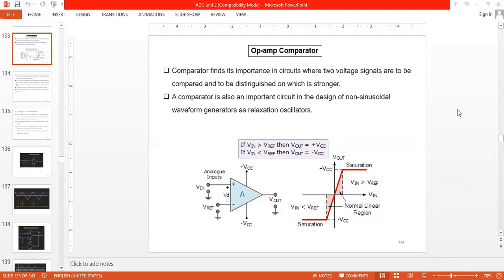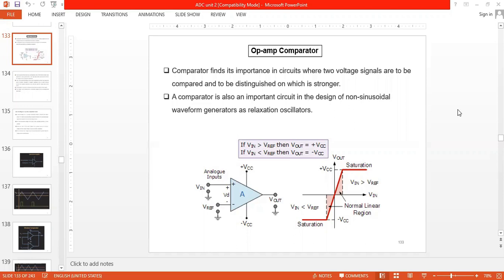The comparator is important in circuits where two voltage signals are to be compared and distinguished, to find which is stronger. That is, it is going to compare two signals. In a comparator we have three terminals, two input terminals and one output terminal. If V1 is greater than V2, the output will be 1. If V1 is less than V2, the output will be 0. So this is the simple concept.